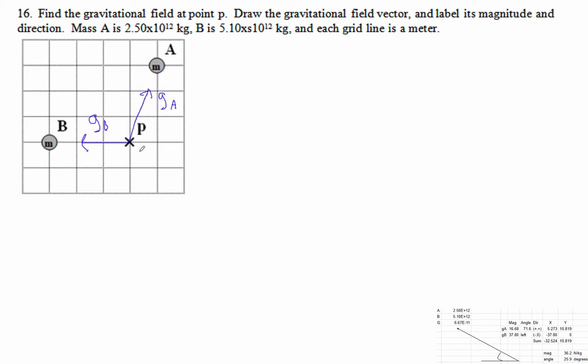Okay, and let's figure out what that direction is. So this one is just in the negative x direction. So G_B is going to be in the negative x direction and not at all in the y direction. G_A is going to be positive x and positive y.